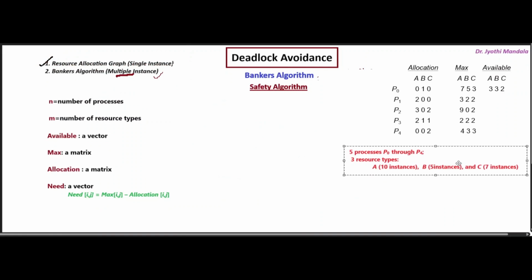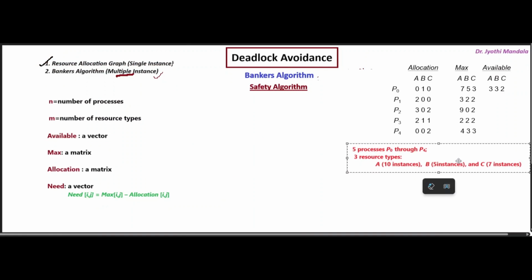So initially, A has 10 instances, B has 5 instances, and C has 7 instances. Instances is nothing but that many copies. That means if you have 10 printers connected to your system, then it is 10 instances. Like that, we have m, meaning 3 resources, and how many instances each resource has is told by available. So initially, available is 10, 5 and 7.